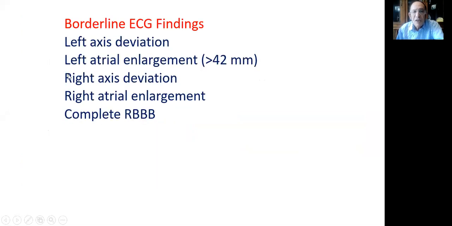The borderline ECG abnormalities: left axis deviation, left atrial enlargement more than 42 millimeter, right axis deviation, right atrial enlargement, complete right bundle branch block.